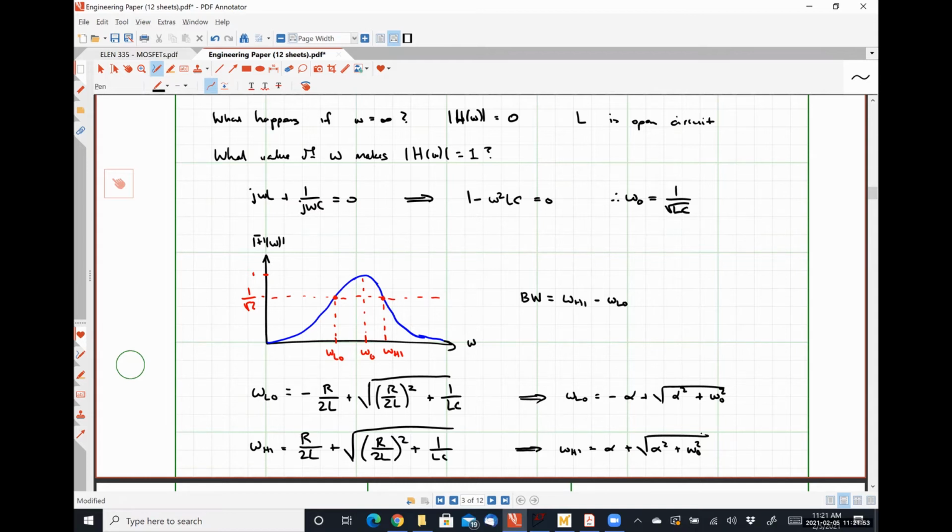So I ask of you guys then, how can we express our bandwidth in terms of our component values? Any thoughts?